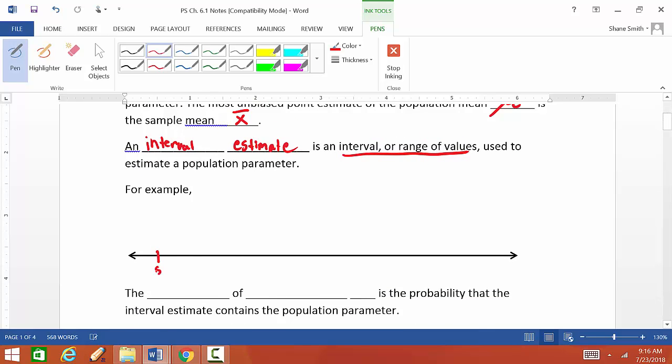So for example, if this is a number line here, and let's say I get a sample, and I don't know what the sample is of, but let's say the mean of this sample is 20. So that's x bar. Okay. What I'm going to do is also calculate a margin of error. Let's say my margin of error is, I don't know, 10. Oh, I just realized I skipped.